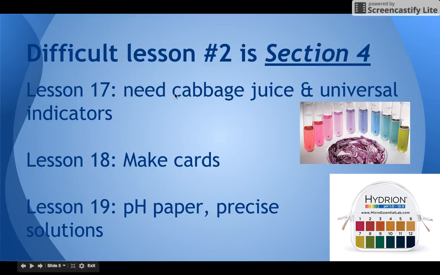In lesson 17, students identify that certain things turn indicators certain colors, and we can categorize those things as acids and bases. You need to prepare lots of dropper bottles, and you need to prepare cabbage juice and universal indicator in advance. Lesson 18 involves cards, which show the molecular view of why this would be. Those cards need to be printed out and cut up in advance.